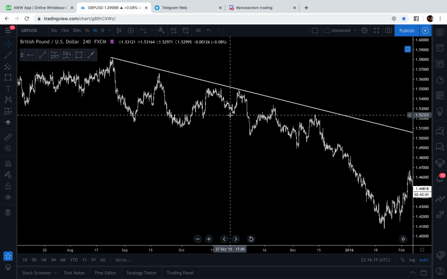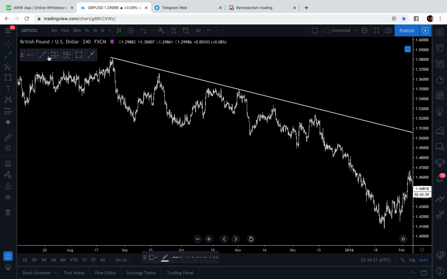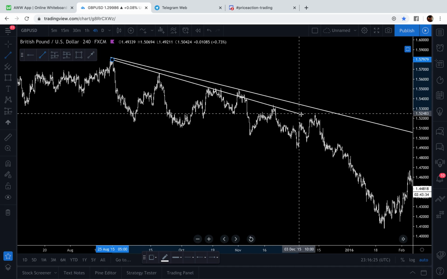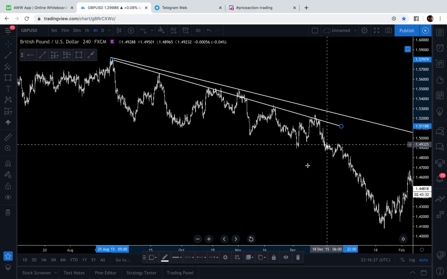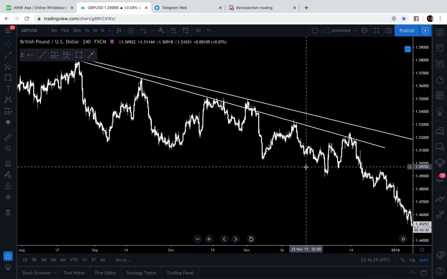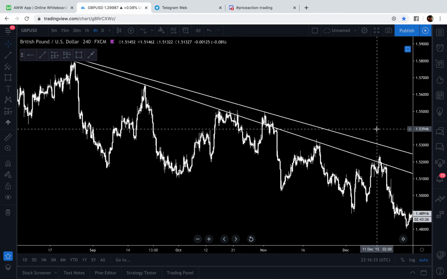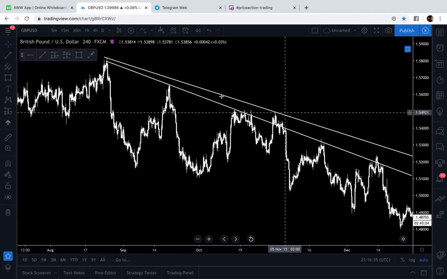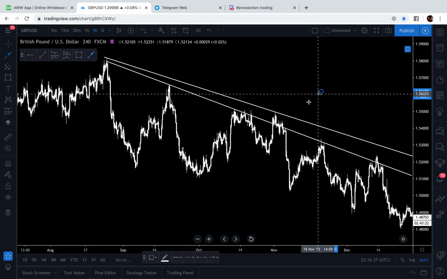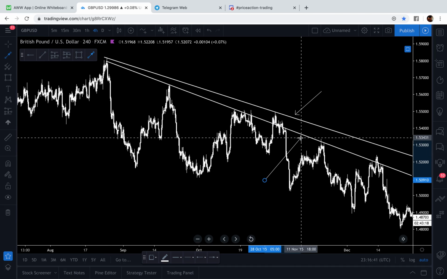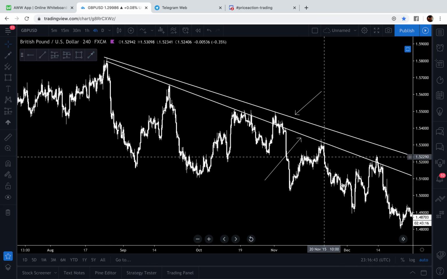Now, let me give you a second variation of this. What if we did that high, connected it to this high right here, and we use that trend line? So, which one looks like it's more respected? We'll call this one up top number 1, and we'll call this trend line right here the second one. Which one is more respected, 1 or 2?